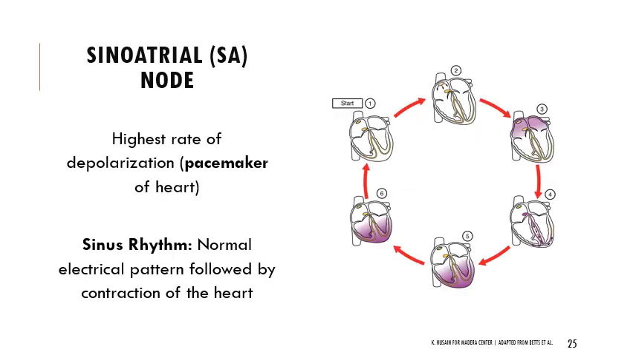Okay, walking our way through the cardiac conduction system, we're just going to follow that electrochemical signal being sent through the heart, starting at the sinoatrial node. This is also called the SA node. This is where we have the highest rate of depolarization. This is the area that sets the pace of the heart. It's the pacemaker of the heart. So it's setting sinus rhythm, the normal electrical pattern, followed by contraction of the heart.